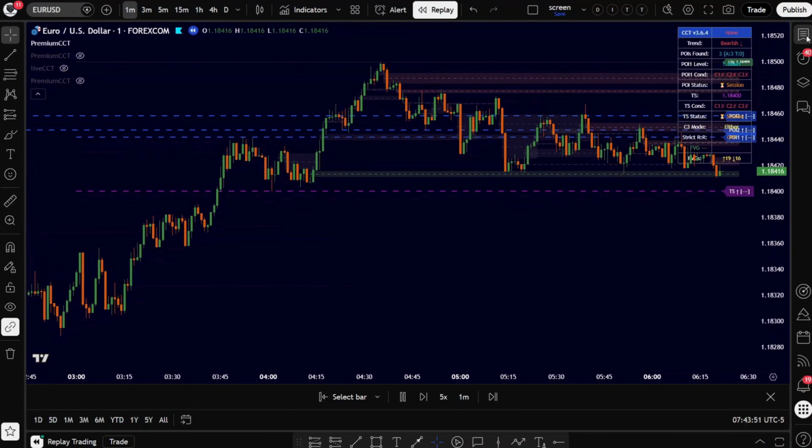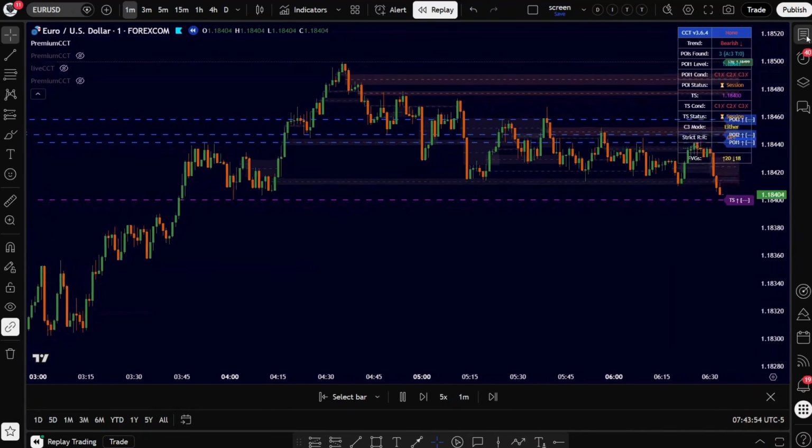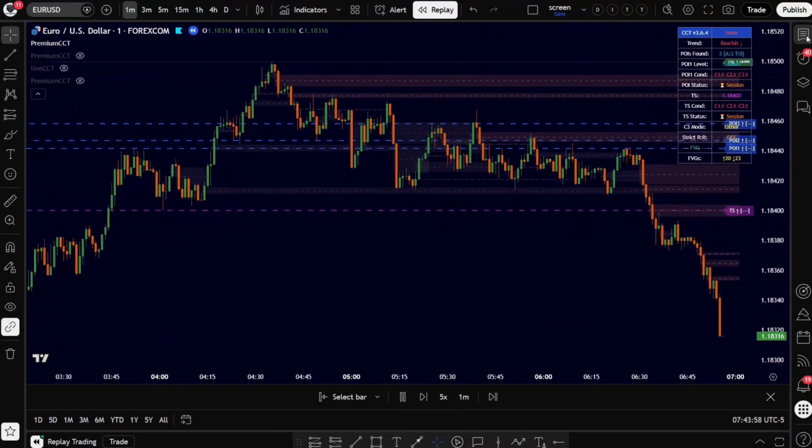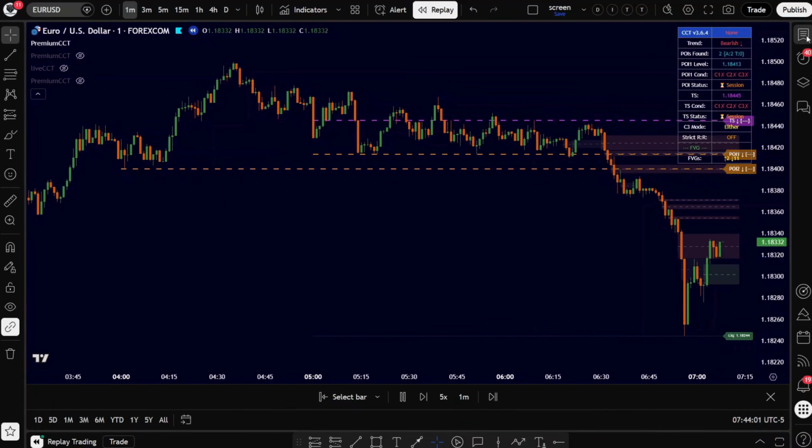And the table shows that the setup is now inactive. This logic prevents you from trading against the new market structure. If the higher time frame shifts direction, the old setup is no longer valid.